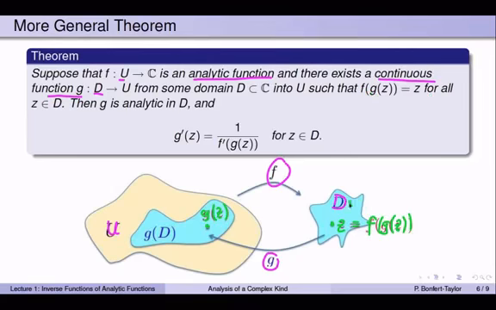If that holds for all z in D, where the function g is continuous, then g in fact is analytic and has derivative 1 over f prime of g of z. That's our inverse function theorem. It's enough to find an inverse function that is continuous. If the original function f was analytic, that guarantees that g is analytic, and we even have its derivative. And this derivative formula is found just like we found the derivative formula for the logarithm function.